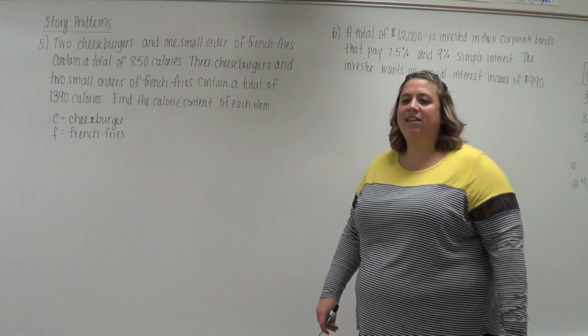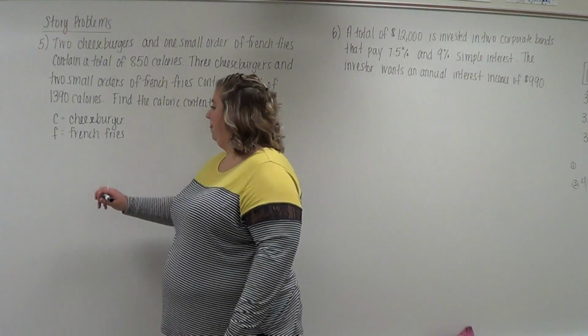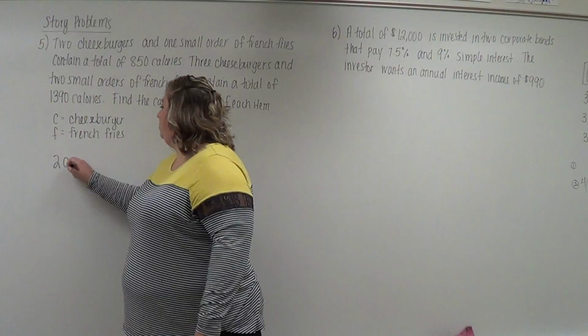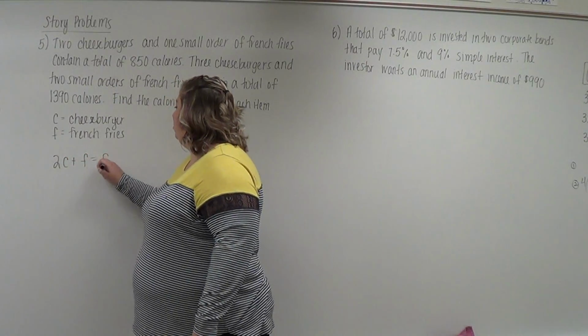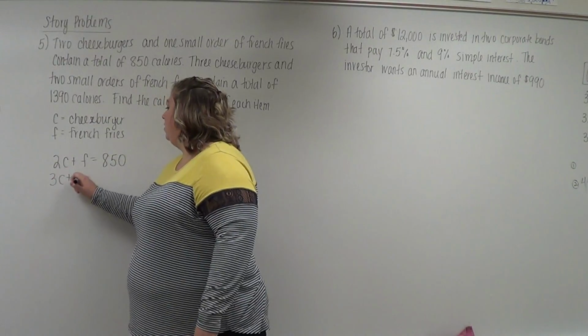Okay, anybody tell me what our equations will be? 2C plus F equals 850 is one of them, good. 3C plus 2F equals 1,390.